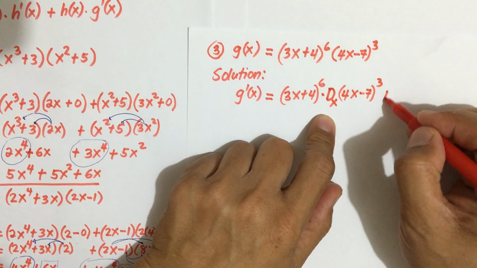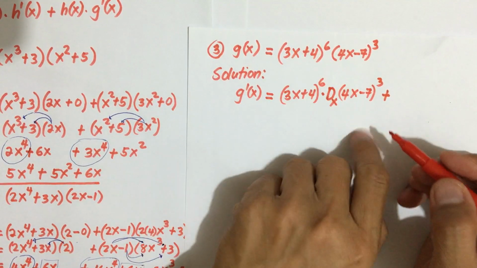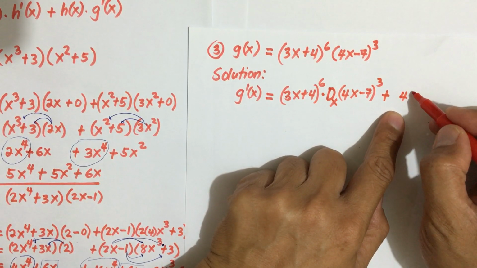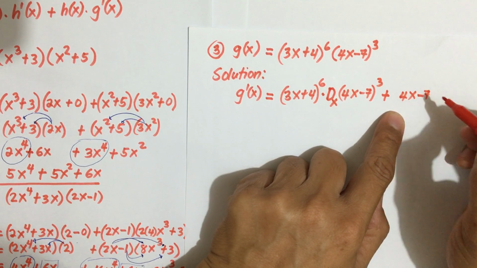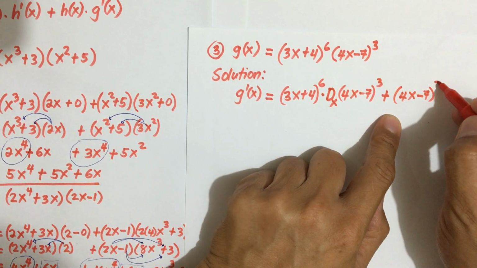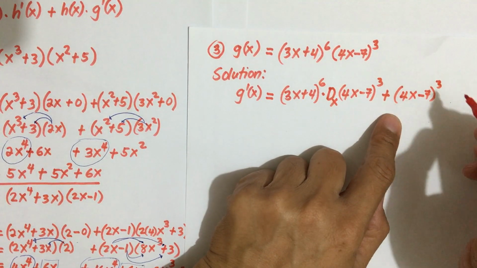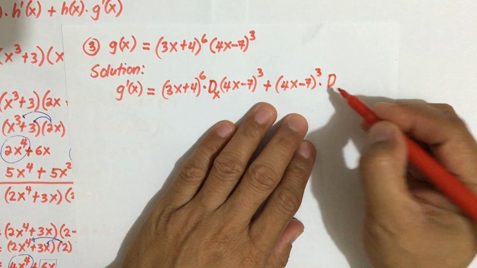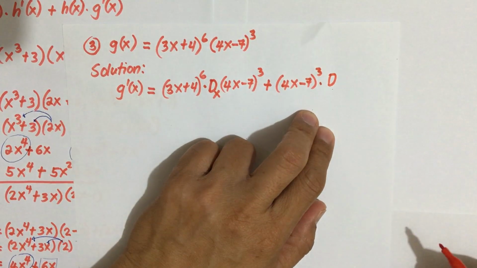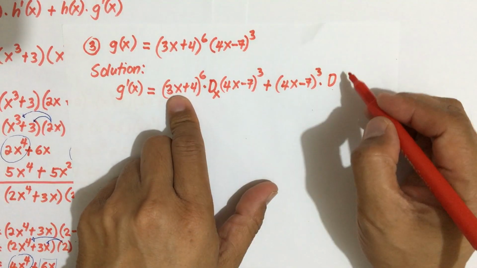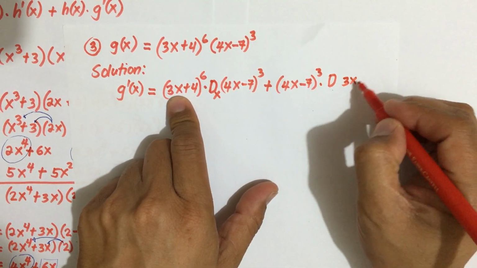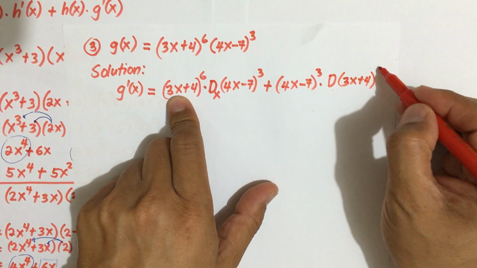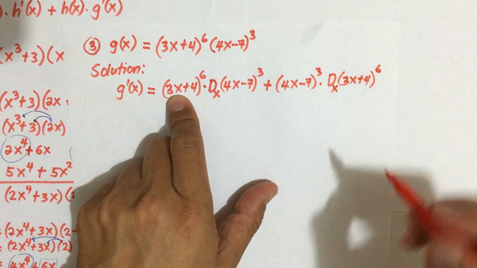Okay, then plus the second term, we just copy the second term, 4x minus 7 raised to a power 3, then times the derivative of the first term, or the first factor, that is 3x plus 4 raised to a power 6 with respect to x.